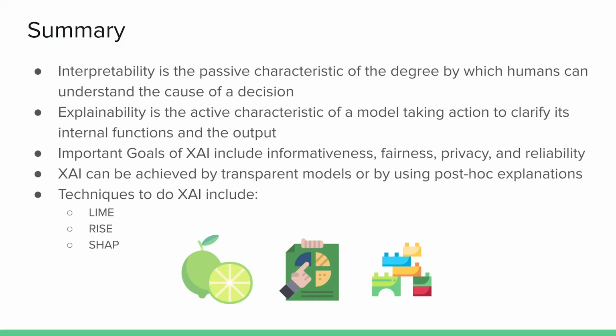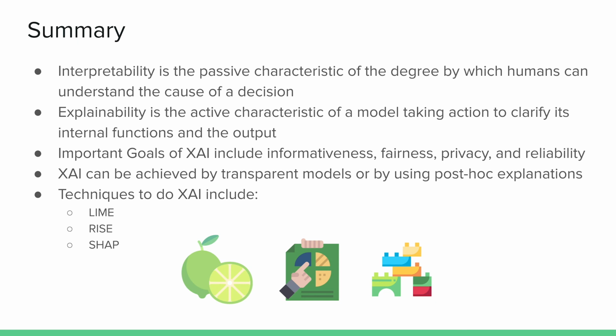Summing up today's lecture. Interpretability is the passive characteristic of the degree by which humans can understand the cause of a decision that a machine learning model took, whereas explainability is the active characteristic of a model taking some action to clarify its internal functions and the output.